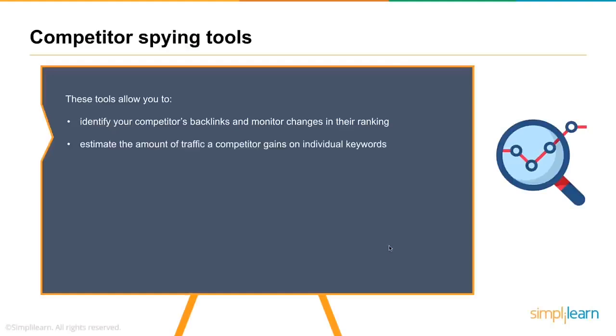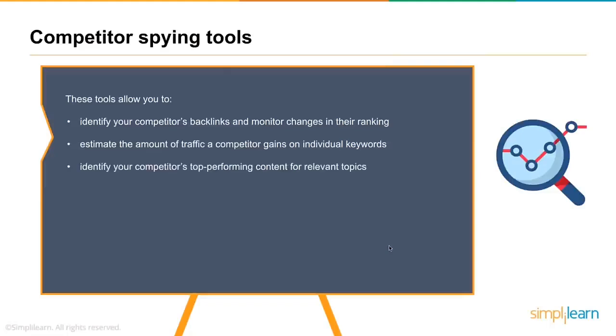Another example would be, hey, how much traffic a competitor is gaining on certain keywords. This could go either way. For paid search, organic search, what are competitors bidding on? Are they really getting traffic from those keywords? So there are tools out there that help us leverage what our competition's doing.